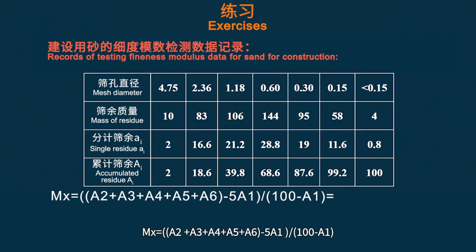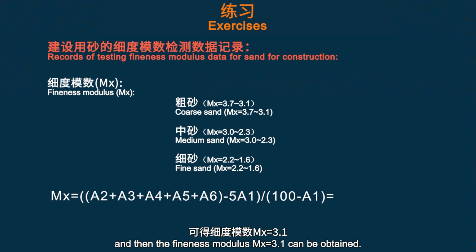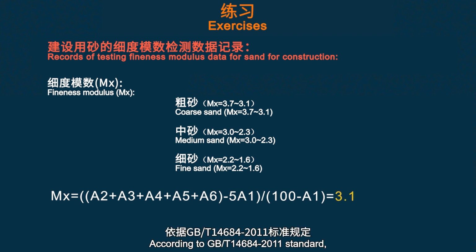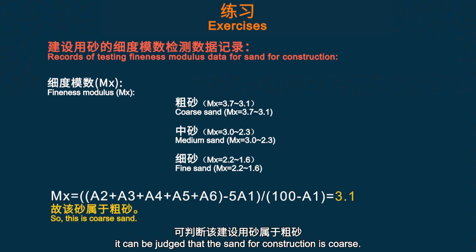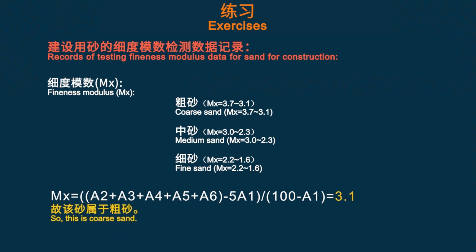Substitute the accumulated retained percentage A i of each sieve into the calculation formula Mx equals A2 plus A3 plus A4 plus A5 plus A6 minus 5 A1, divided by 100 minus A1, and then the fineness modulus Mx equals 3.1 can be obtained. According to GB/T 14684-2011 standard, it can be judged that the sand for construction is coarse.